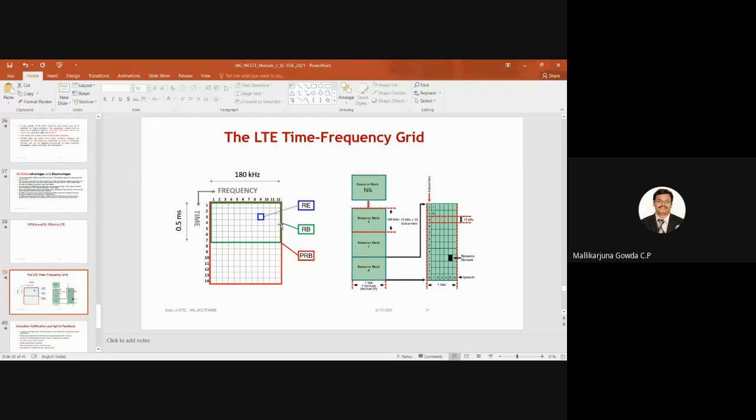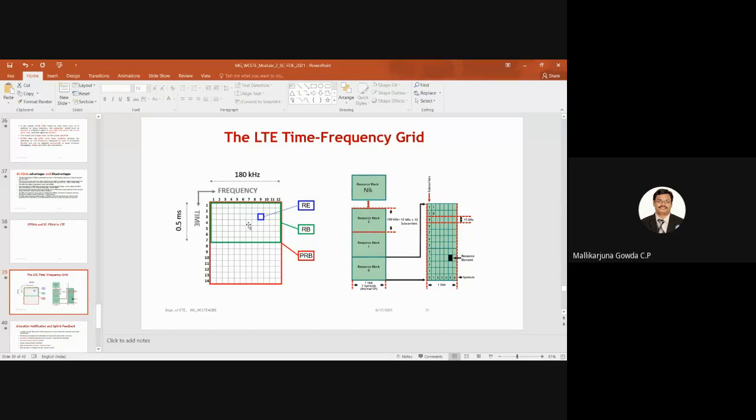So is it possible to say how many resource elements will be there in one resource block? I said 7 OFDM symbols with 12 subcarriers is known as one resource block. How many resource elements will be there in one resource block? 84, right? See, 12 subcarriers and 7 OFDM symbols, so 12 into 7. How much is it? 84, right? So 84 resource elements will be there in one resource block.